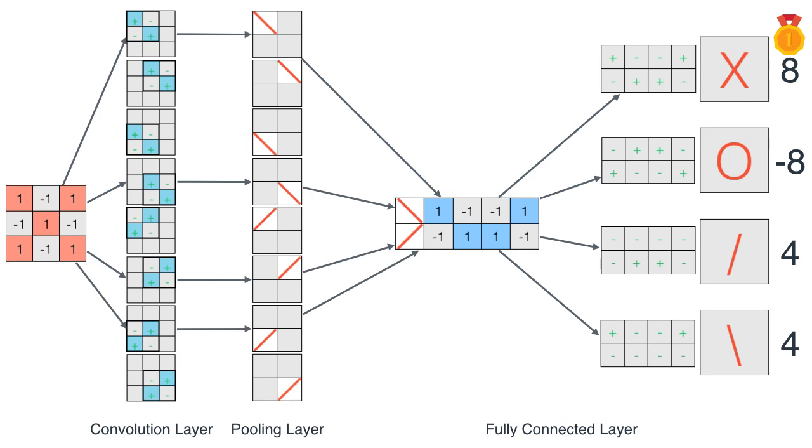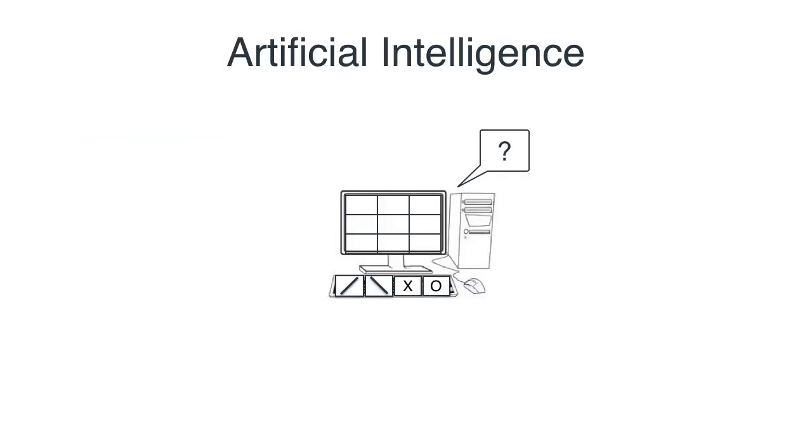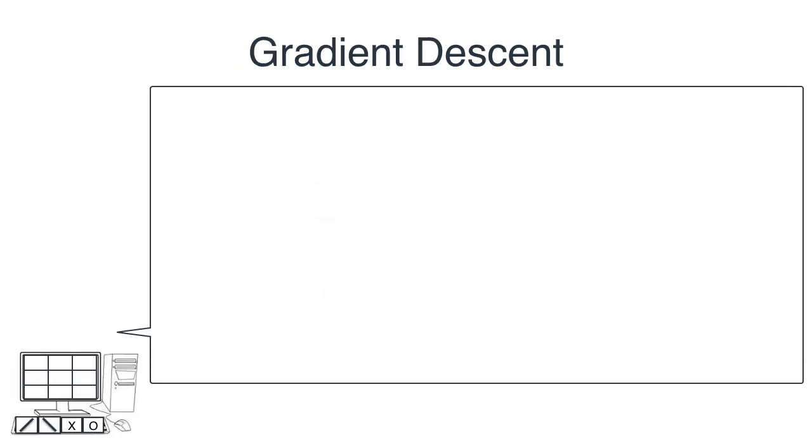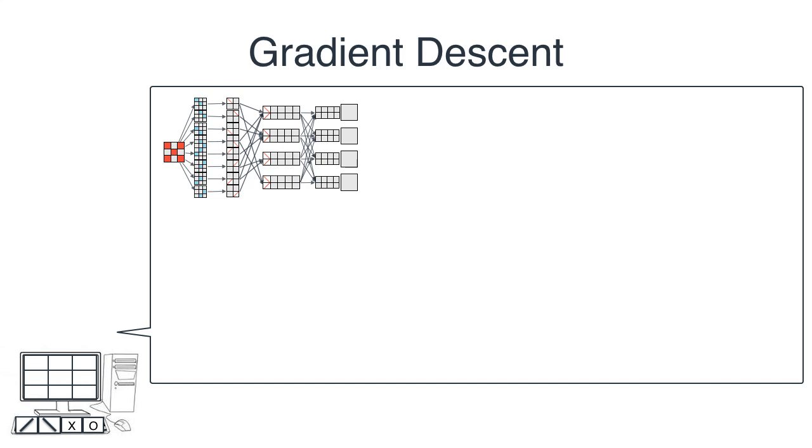But now you may have the same question in mind. How does the computer figure all this out? Look how much work it took us to find the filters and to find the fully connected layer and the convolutions, etc. Computer can't figure this out that easily. So what it does, it's very similar to before. It's gradient descent. So it starts with some random numbers for everything, for the filters, for the convolution layer, for everything.